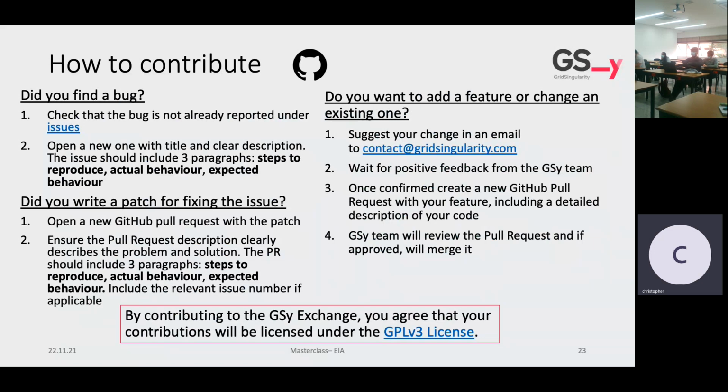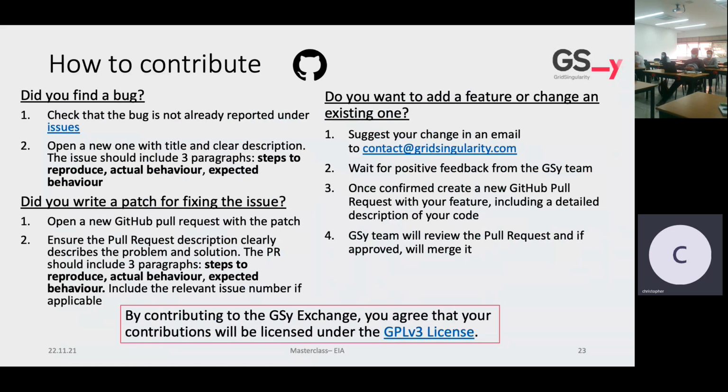And in some cases, users are motivated to write the patch for fixing the issue. So if that's your case, you can also open a pull request with your patch. And it's the same process. So just mention the clear description of the problem with the different steps to reproduce the bug, the actual behavior, and the expected behavior, and describe your solution as detailed as possible.